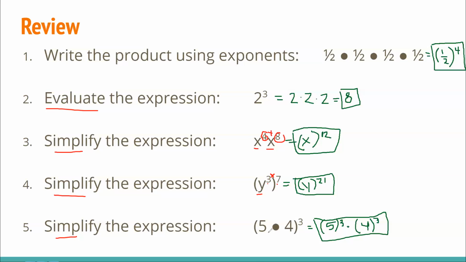The last one, I've got 2 numbers in my base, and I only have 1 exponent, which means that I'm going to distribute that 3 out to the 2 numbers in my base. So I've got 5 to the 3rd times 4 to the 3rd. If you missed a lot of these, make sure that you email me and let me know. Also, go back and rewatch the 10.2 because this is where we learned all of this.